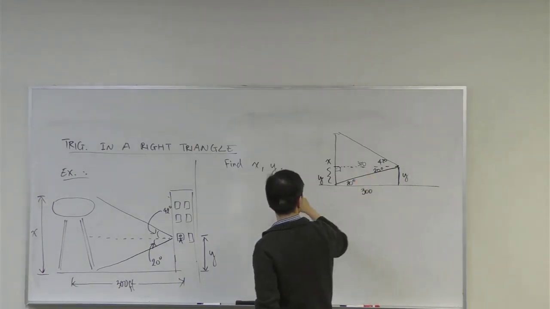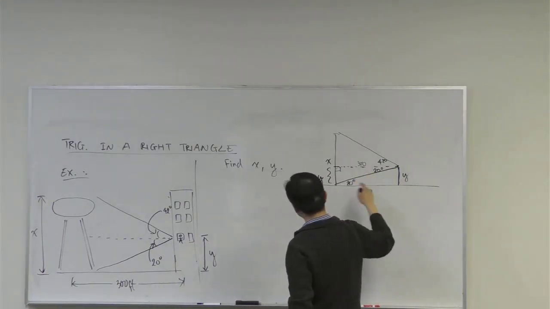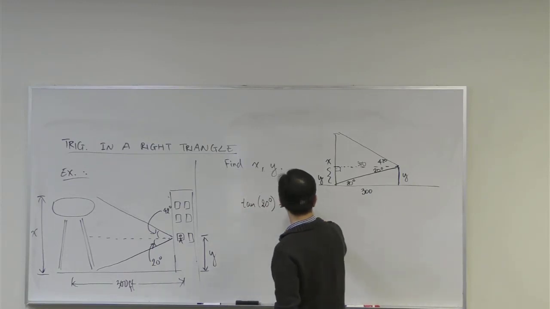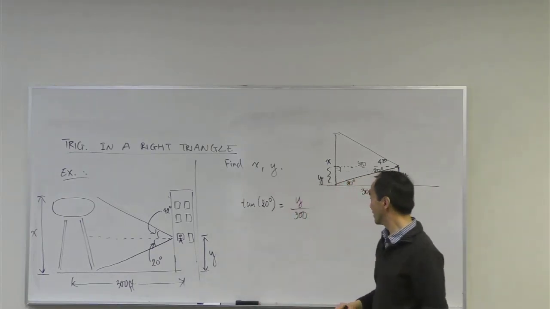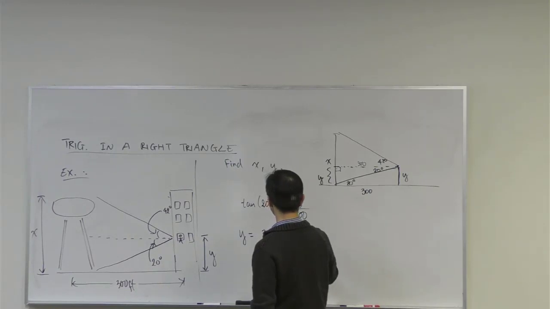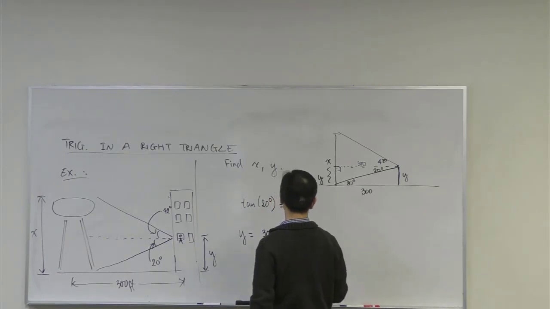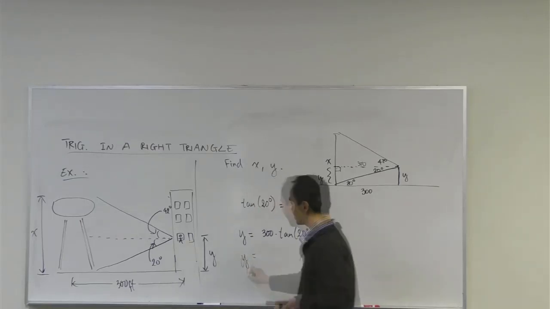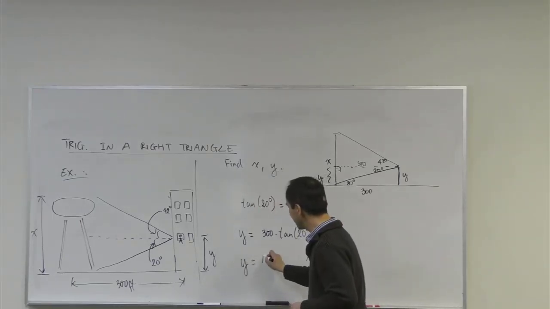Opposite over hypotenuse, right? Actually, no. Opposite over adjacent. So you get tangent. So tangent of the 20 degree angle is equal to y, which is the opposite, over the adjacent, 300. So that means we can solve for y by doing tangent of 20 multiplied by 300. 300 times tangent of 20. Right? So go ahead and multiply it out with your calculator. Your calculation came out to 109.19.